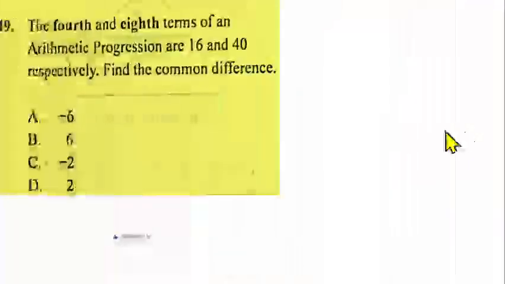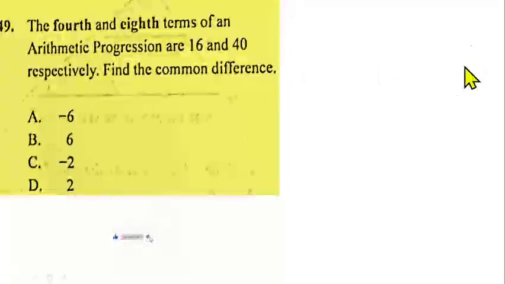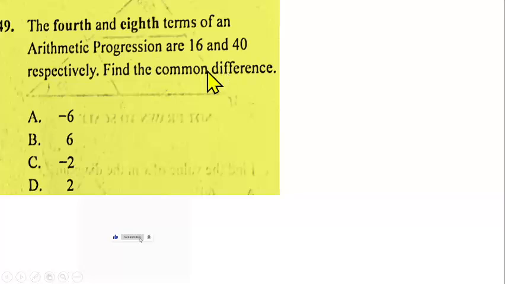Question number 49 is from the arithmetic progression, which is sequence and series. We are told that the fourth and the eighth term of the arithmetic progression are 16 and 40 respectively. We have to find the common difference.